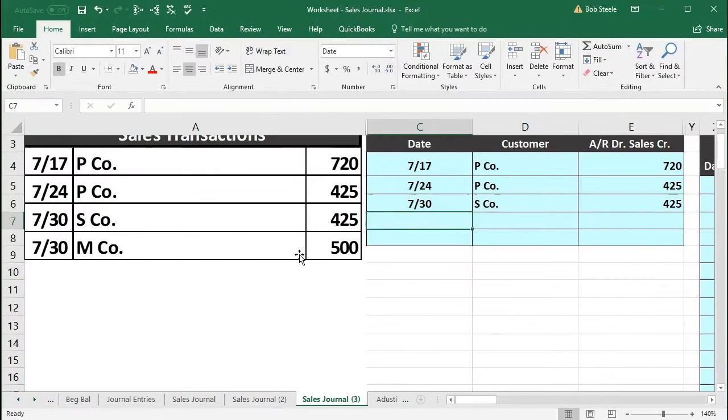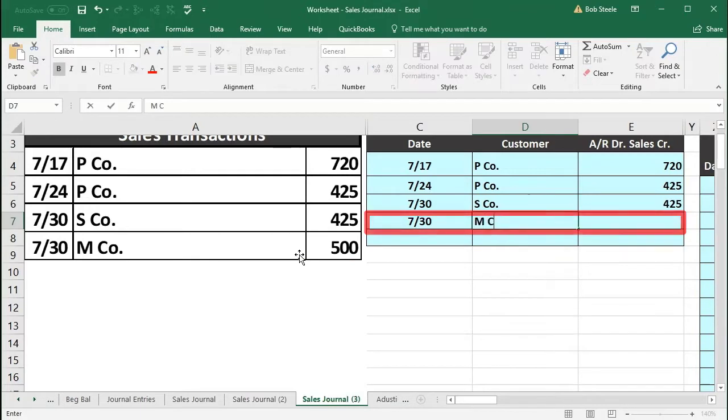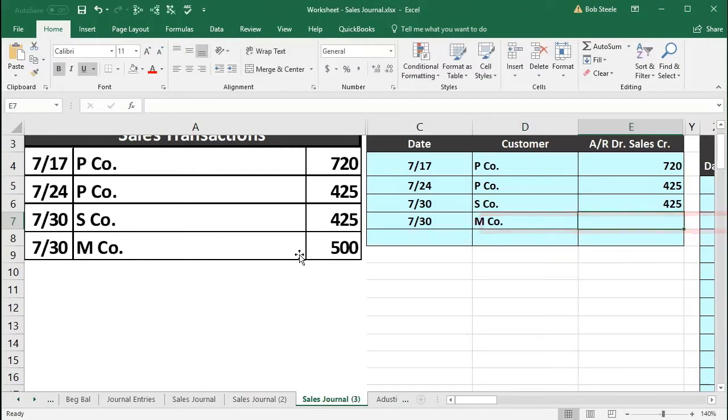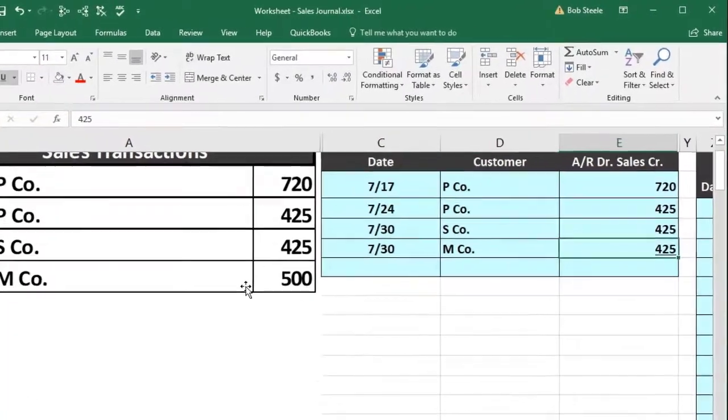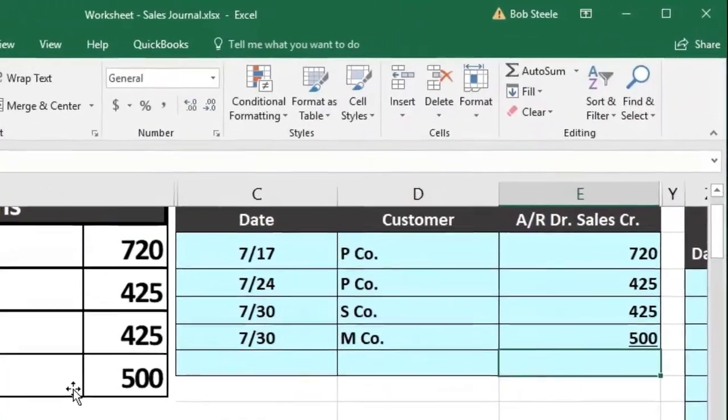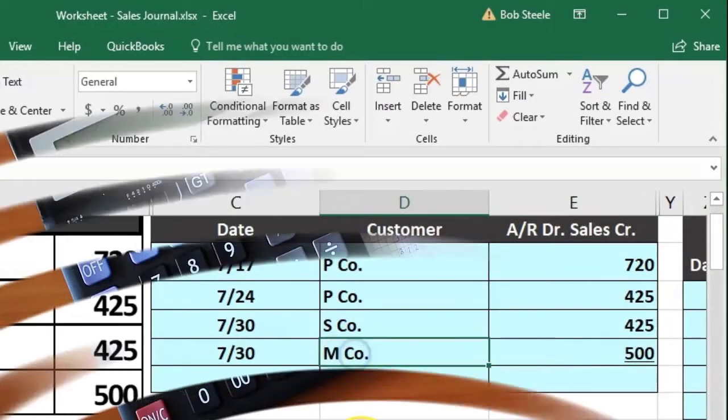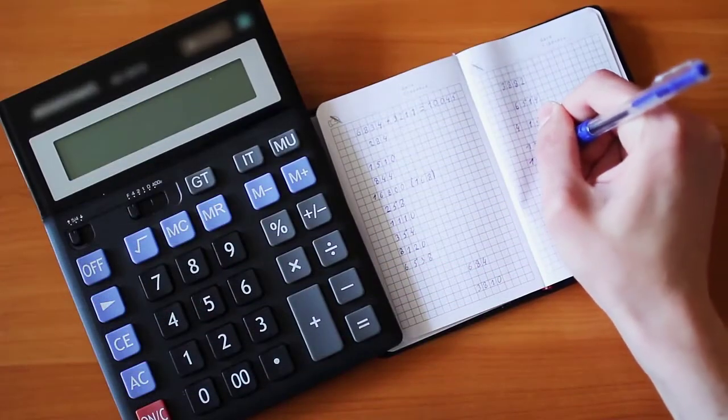Next transaction is going to be on 7/30. We're going to say that M Company, there's another sale, M Company, and that's going to be for 425 as well. Actually, no, this is going to be for 500. 500 for M Company. So that's going to be our last transaction. Note the dates are going to be different.